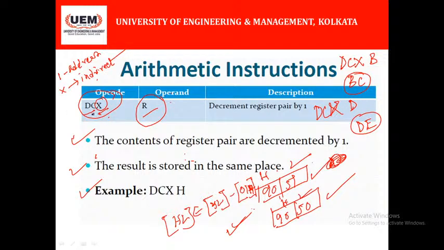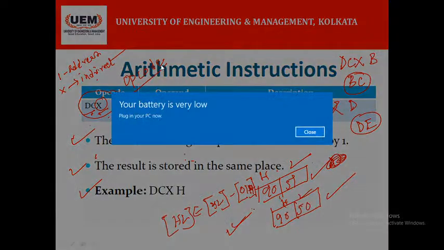How many bytes are required for DCX B, DCX D or DCX H? Only 1 byte is required, because we need to store only the opcode of DCX R.